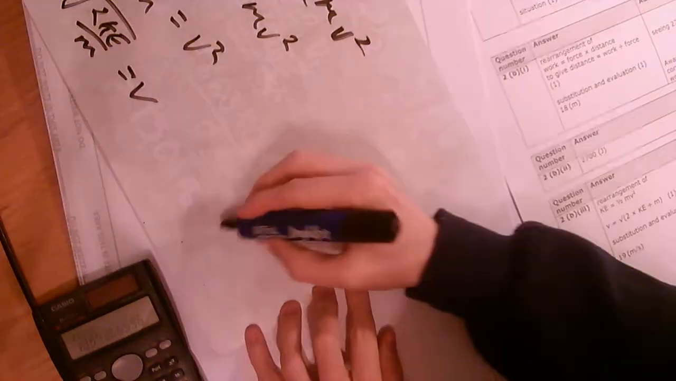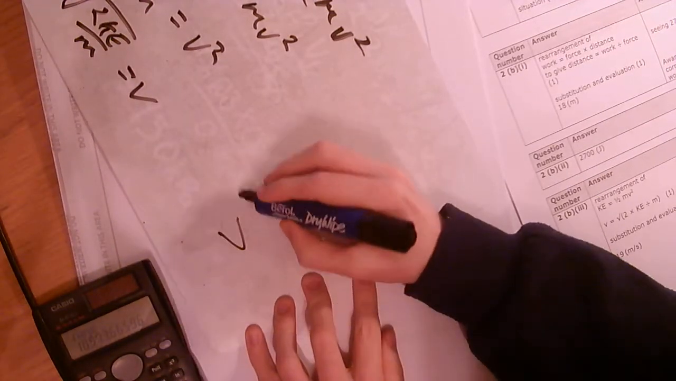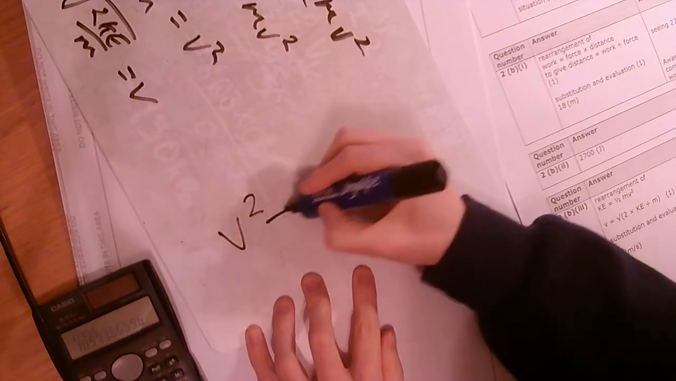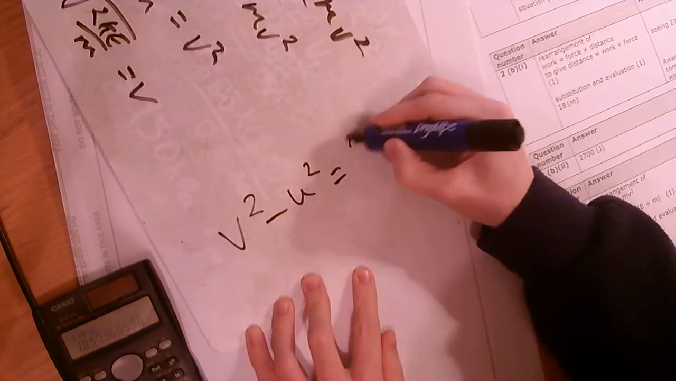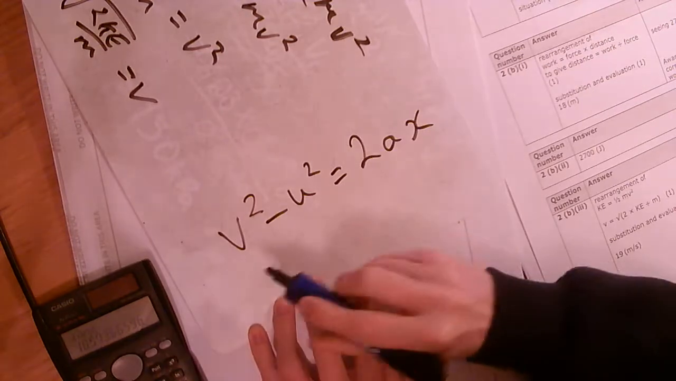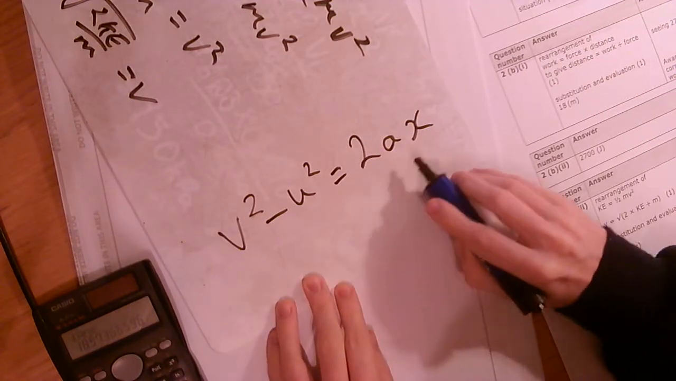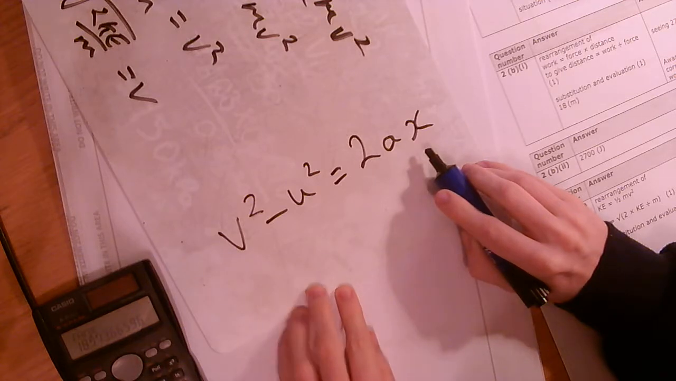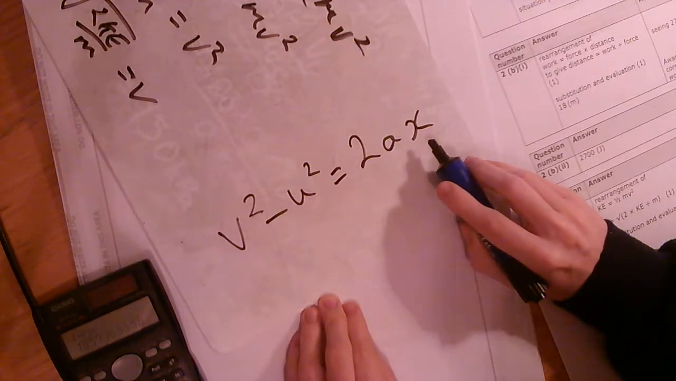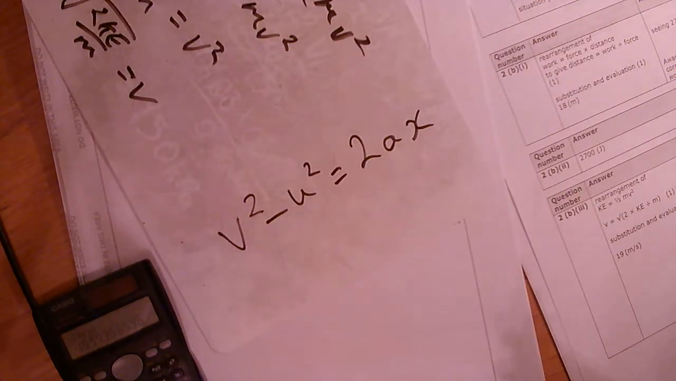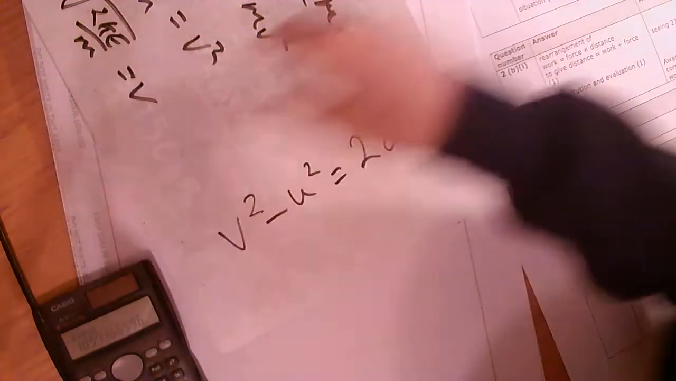Incidentally, I just mention this while we're here on this one. There is another way that you could do it. You could use this equation here, v squared minus u squared equals 2ax, where v is the final velocity, u is the initial velocity, a is the acceleration, and x is the displacement or distance in a particular direction. That would work. You could rearrange that. That will get you your answer as well.